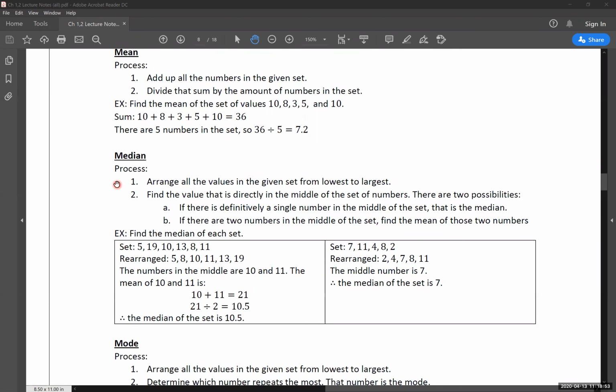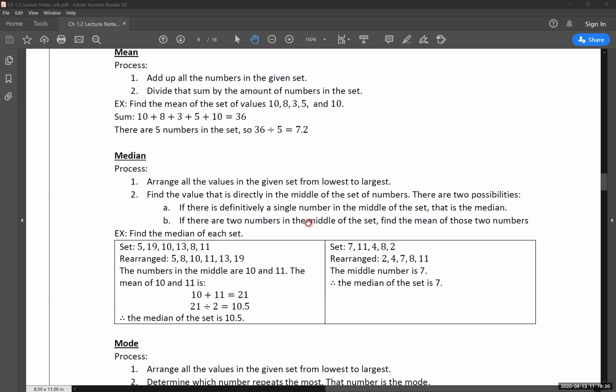Okay? So once we've done that, again, we are looking for the number in the very middle of the set. So find the value that is directly in the middle of the set of numbers. There are two ways you can do this. And for the most part, we're just going to be counting in from the sides. So we have two possibilities that could come out of this. There is a single definitive number in the middle of the set. Bam, we have our answer. It's the median. It's right there, ready to go for us.